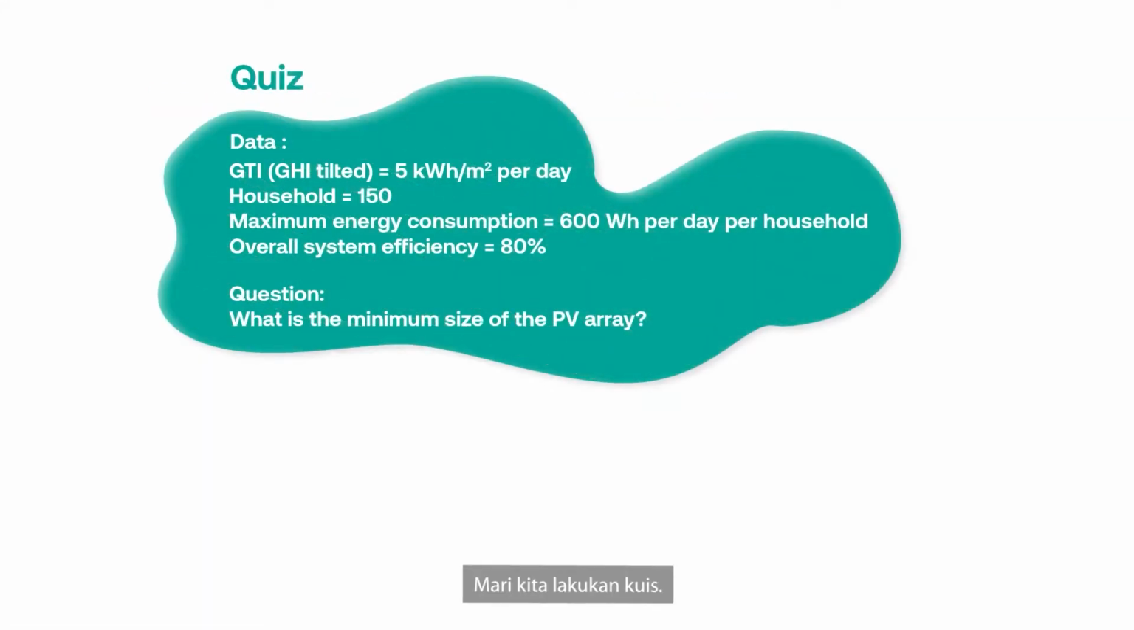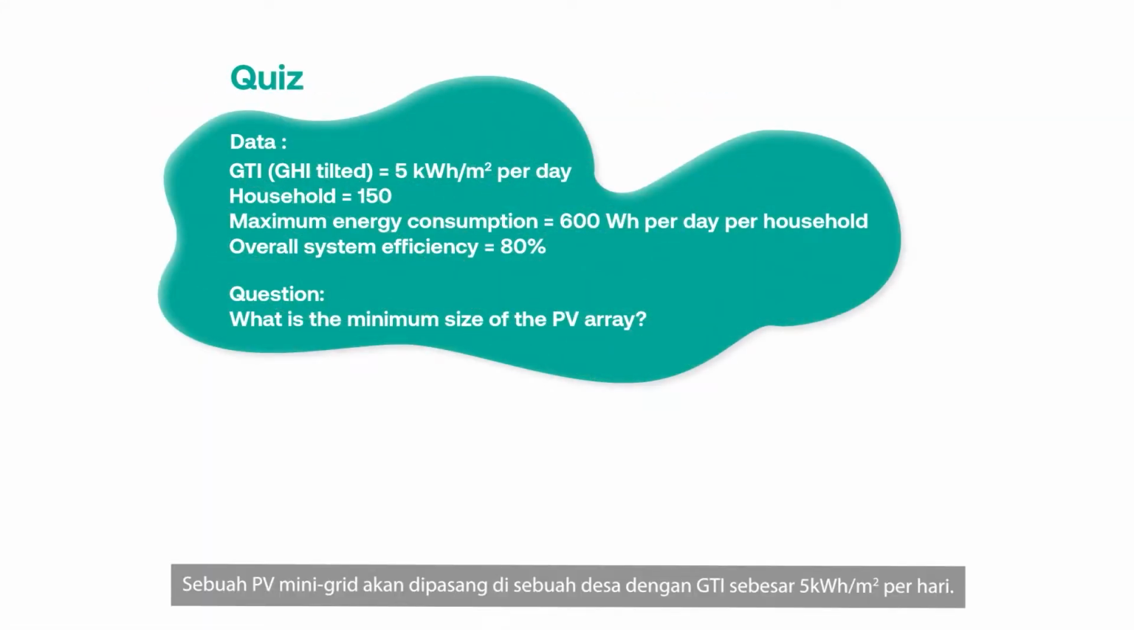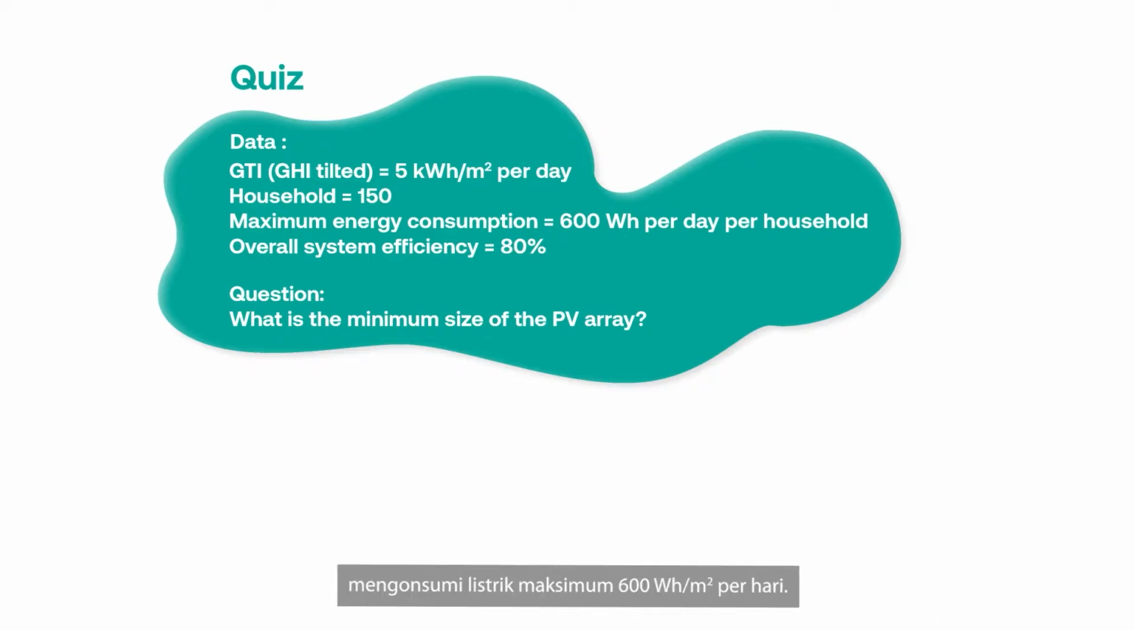Let us do a simple quiz. A PV mini-grid needs to be installed in a village that has a GTI equal to 5 kWh per meter square per day. The village consists of 150 households, and after performing a survey, it is known that each household consumes energy at maximum 900 watt-hours per day. Assuming that the overall system efficiency is 80%, determine the minimum size of the PV array.